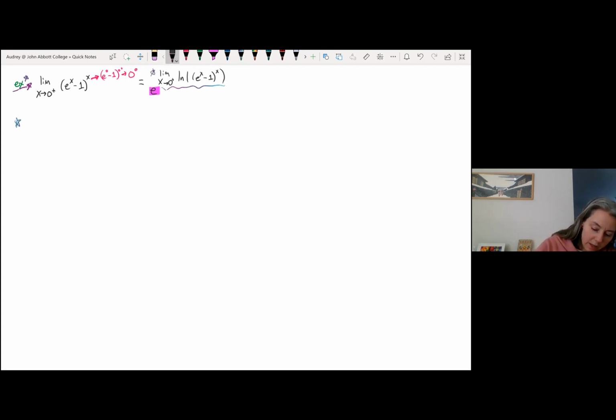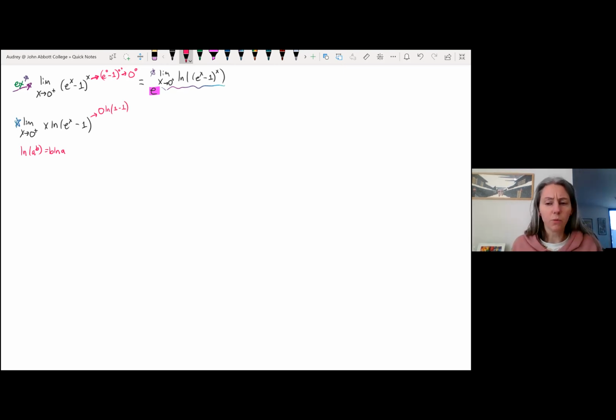So we have the limit as x approaches 0 from the right. I'm immediately going to apply my ln rule. Remember, ln of a to the b is equal to b ln a, and bring that x down to the front. Okay, so now what happens? Now we plug in, and clearly I'm going to get 0 times ln of 1 minus 1.